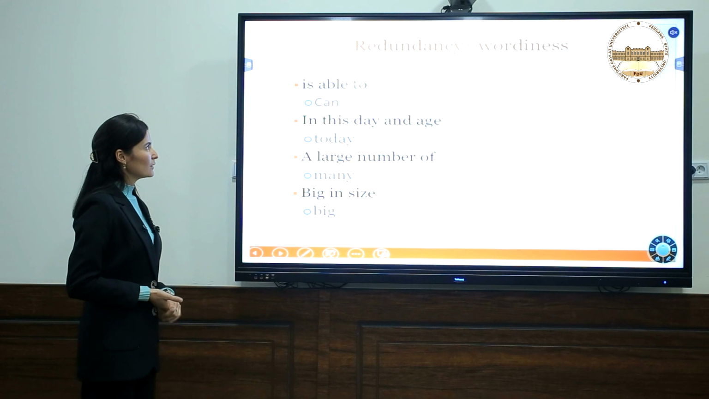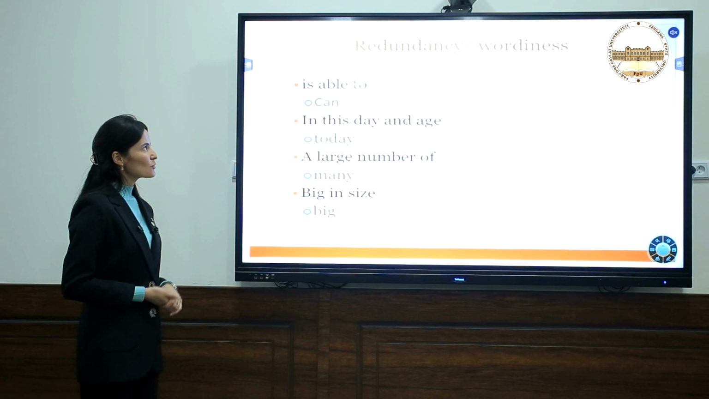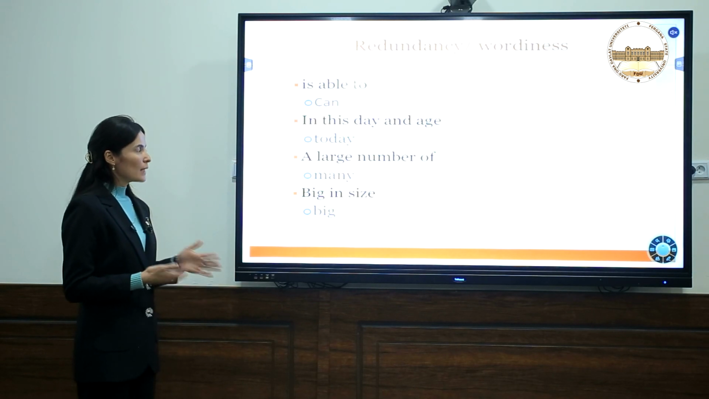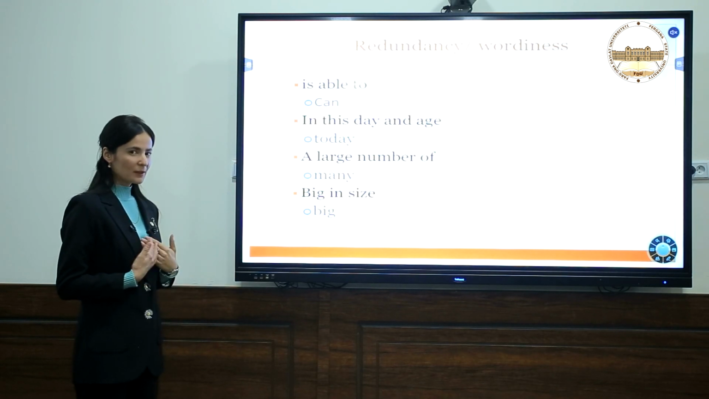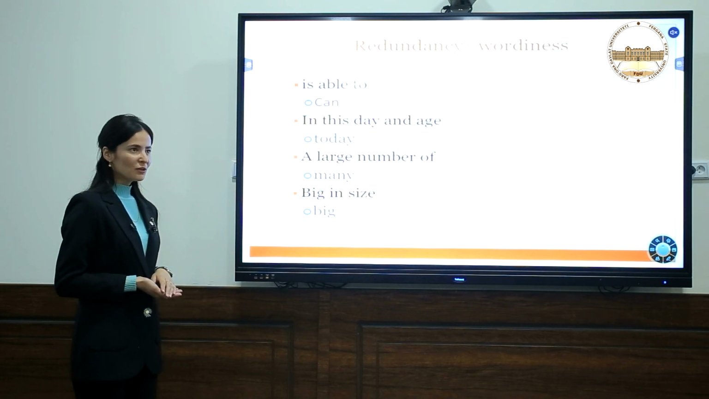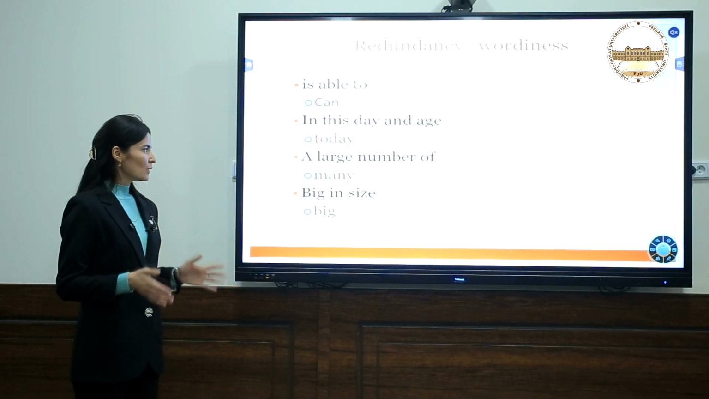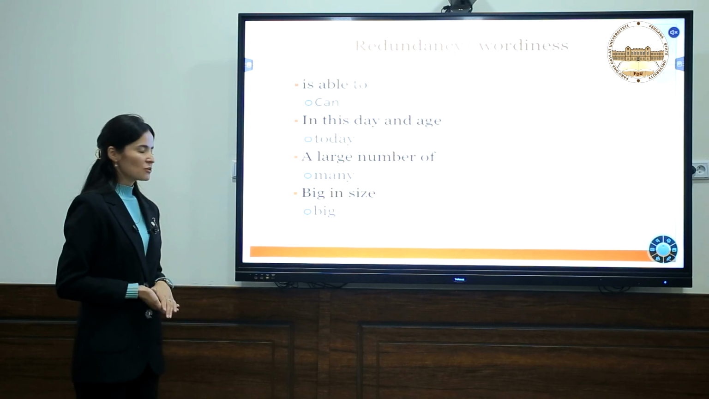And the next slide also gives information about redundancy. Instead of "is able to" or "be able to," we just use "can." I can speak English. Instead of this, "I am able to speak English." Here, a little bit complex language is just appearing in my speech. "In this day and age" is a very long expression. Instead of it, we can use just "today." And "a large number of" something, instead of just "many." "Big in size," just "big."